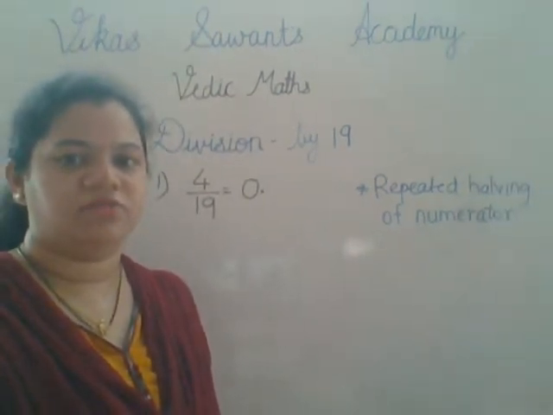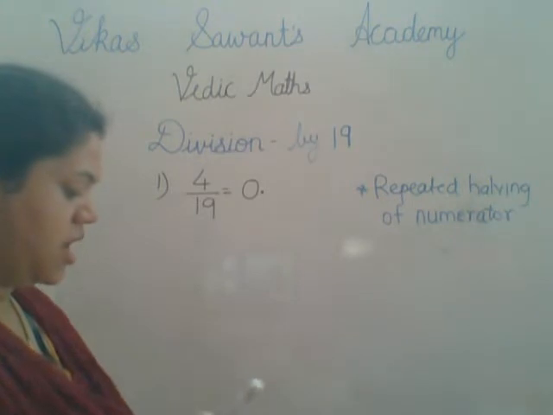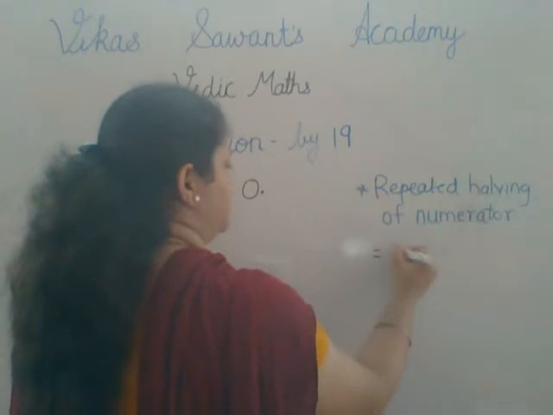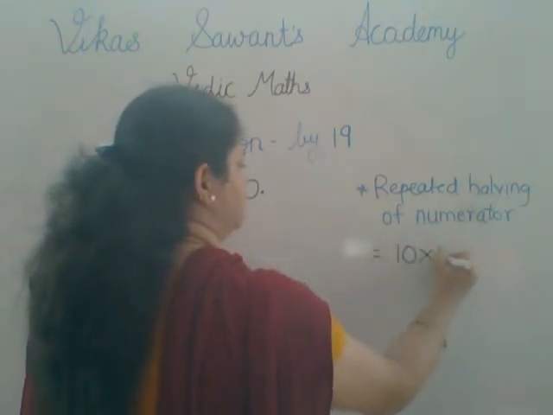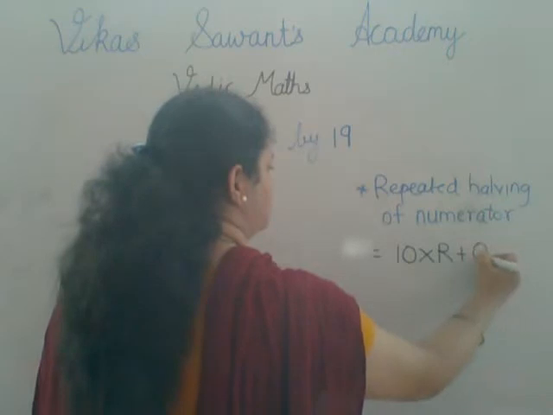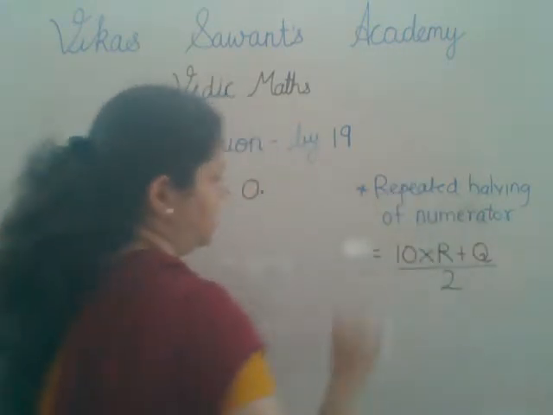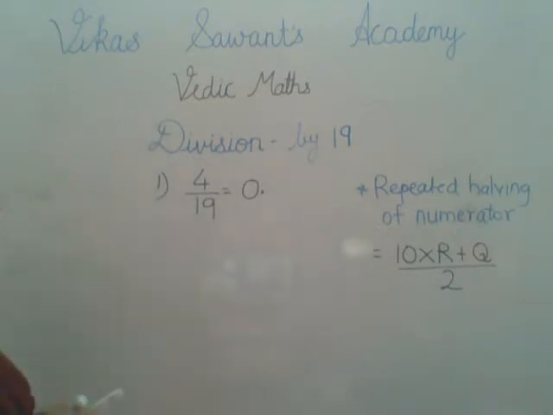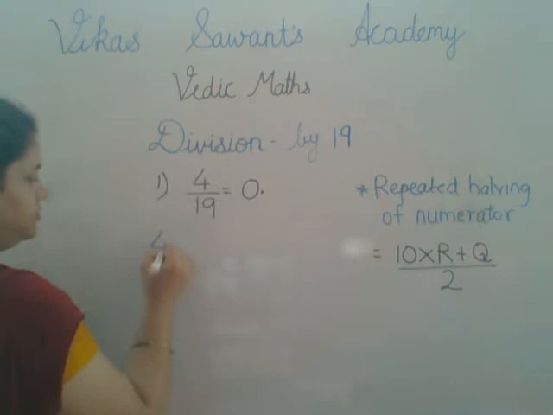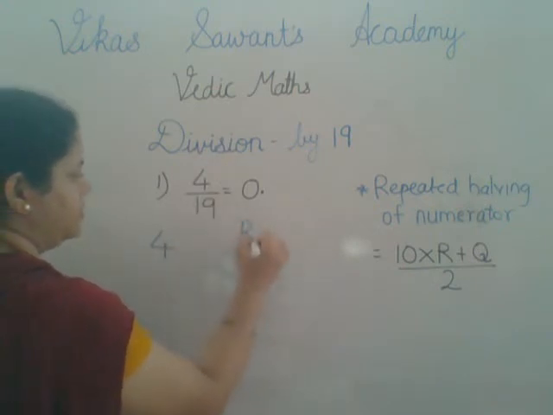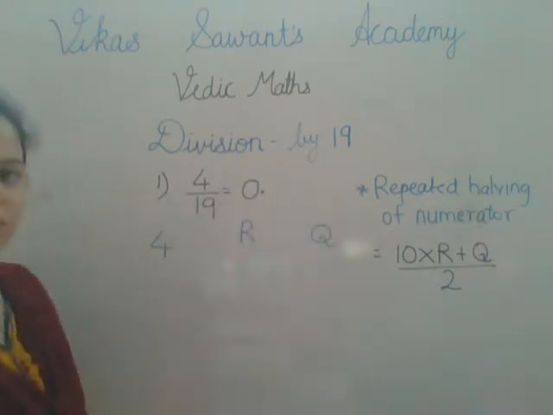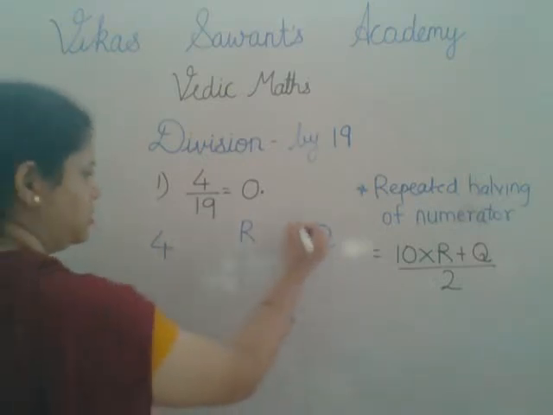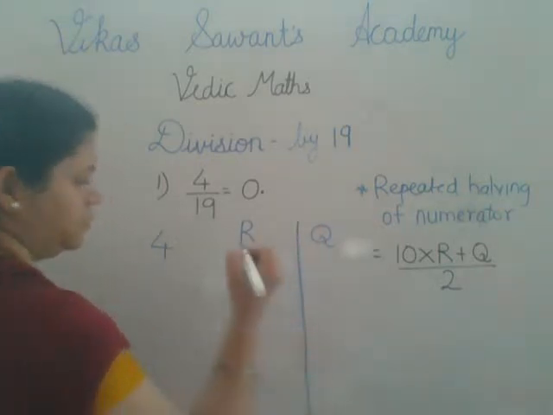That is what you have to do. Now, how to do the repeated halving, just dividing by 2? That is okay, but you have to use this: 10 into remainder plus quotient, divided by 2. And now let's see how you will be using that. The first number is 4 and every time we need to write remainder and quotient. This quotient part will be our answer.